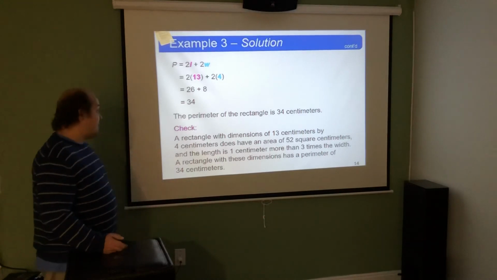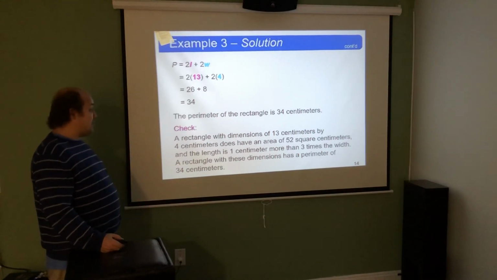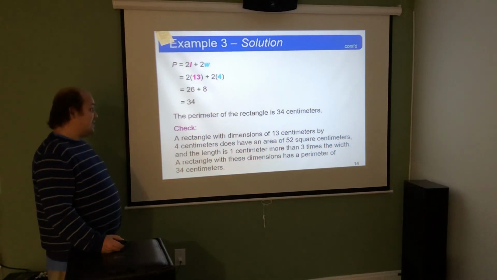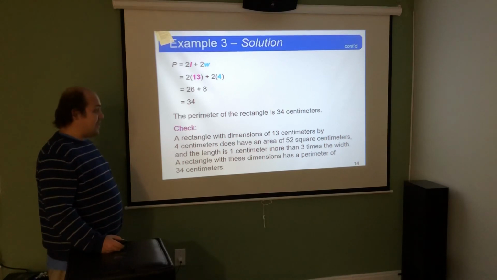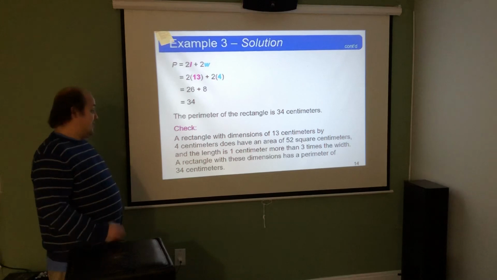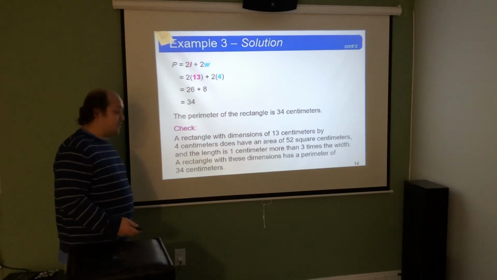So the final answer, if I had a rectangle with dimensions 13 by 4, it would have an area of 52, which is a situation where if I take the width, it's 3 times as long, plus 1 to get to the length. So all of it checks out. The perimeter is correct at 34.